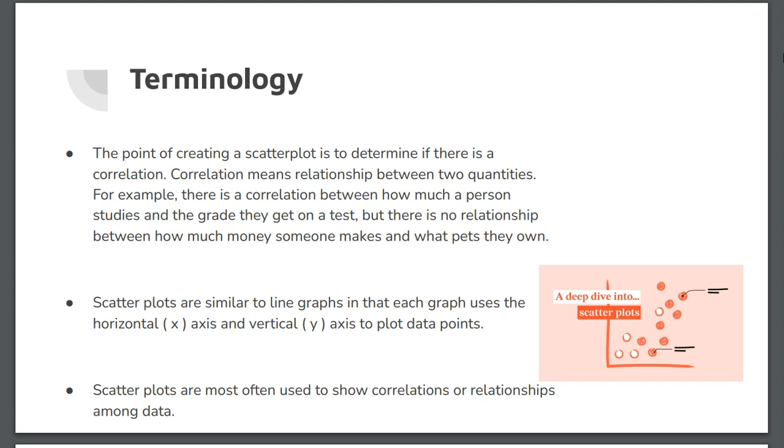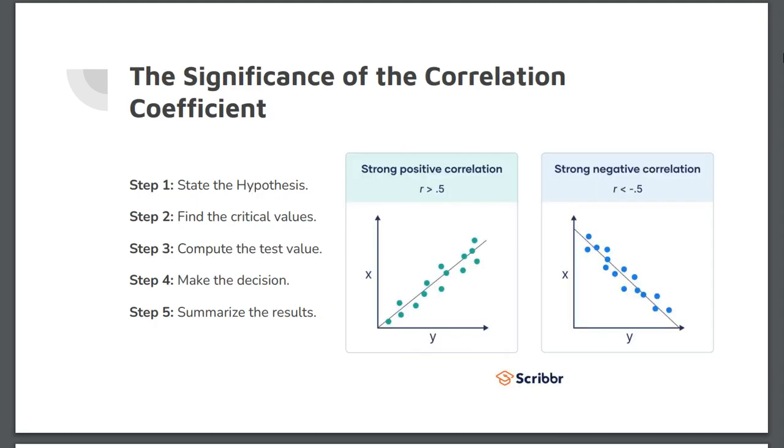For example, there is a correlation between how much a person studies and the grade they get on the test, but there is no correlation between how much money someone makes and what pets they own. Scatter plots are similar to line graphs in that each graph uses the horizontal x-axis and the vertical y-axis to plot data points. Scatter plots are most often used to show correlations or relationships among data.